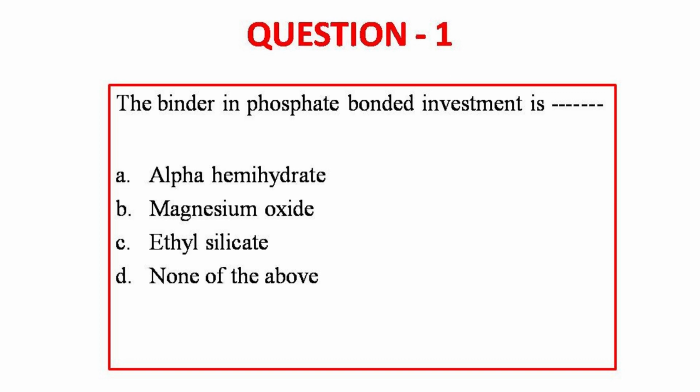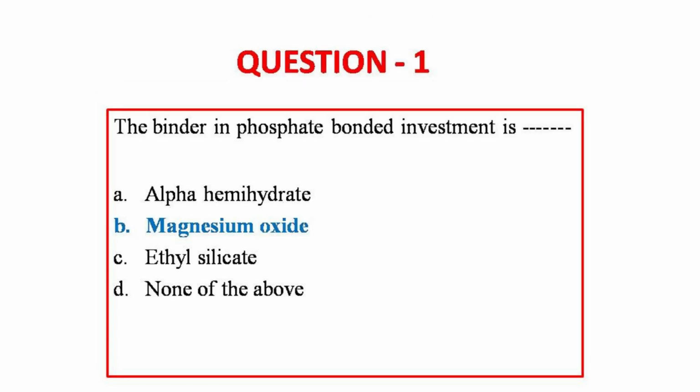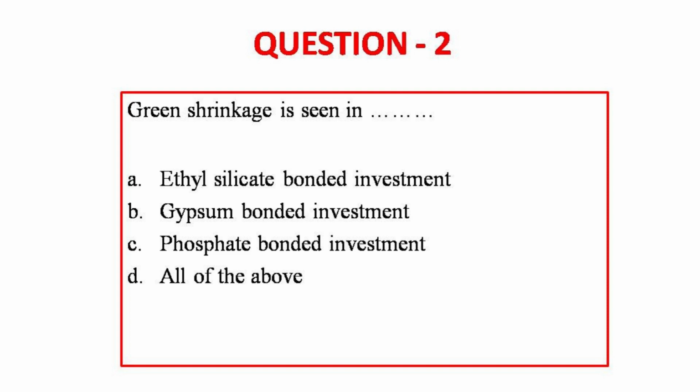Today we are going to see question and answers from dental materials prosthodontics. So moving on to question number 1. The binder in phosphate bonded investment is, they've given 4 options: alpha hemihydrate, magnesium oxide, ethyl silicate, and none of the above. The answer is magnesium oxide. So if you see the composition of phosphate bonded investment, the main binder is magnesium oxide monoammonium phosphate and the filler is silica.